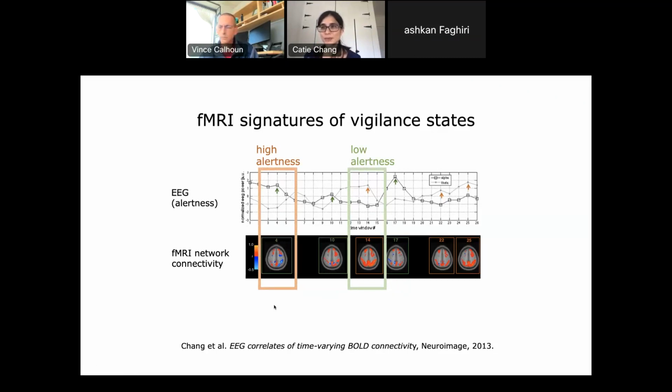One thing that this suggested is that some of the dynamic changes that we see in fMRI signals across the course of a scan may relate to the ongoing brain states of that person. And it also led us to ask to what extent it could be possible to use fMRI itself to come up with a measure of the moment-to-moment change in a person's vigilance state if we didn't have EEG recorded, which is often the case for our scans.